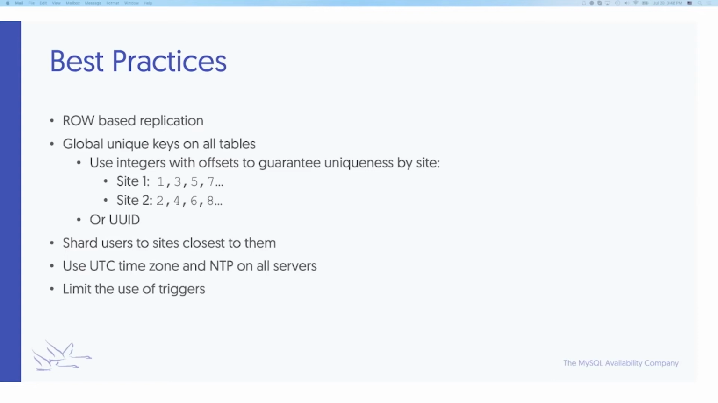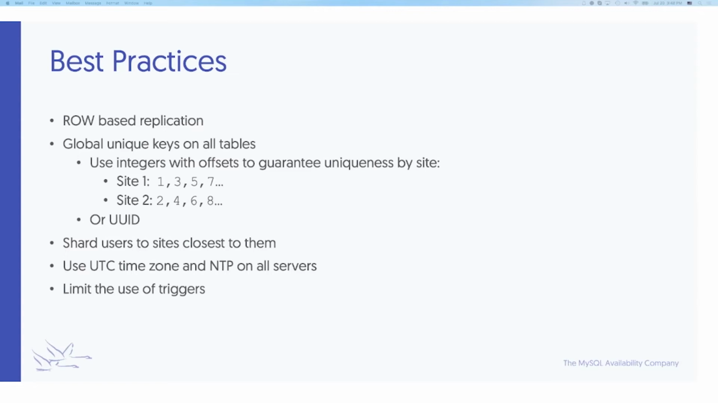It's only going to be even numbers for site 2. So this avoids insert conflicts. Now, we don't have to do it that way. We can also use a UUID, or universal UID, and that would just guarantee that globally for our entire cluster, we generate a unique key. Whichever approach, it really doesn't matter. The only thing that we want to do is guarantee that we're going to have a unique ID when we insert records.